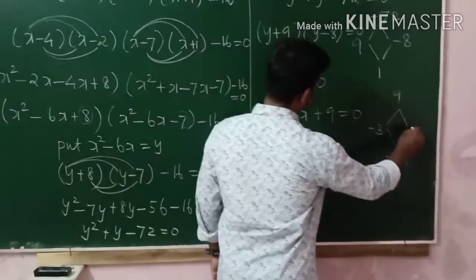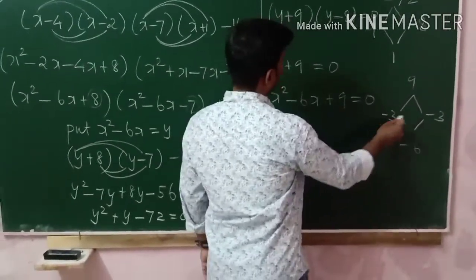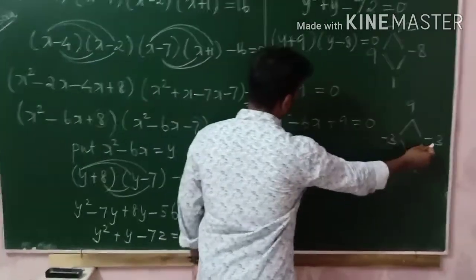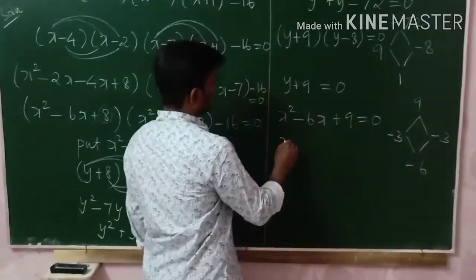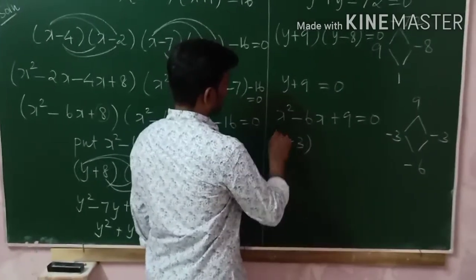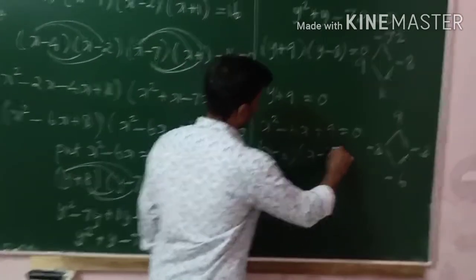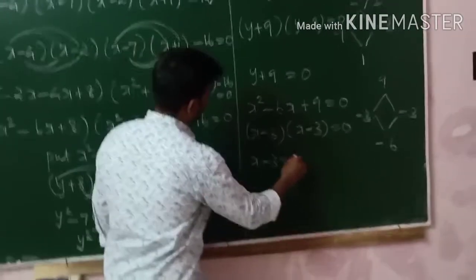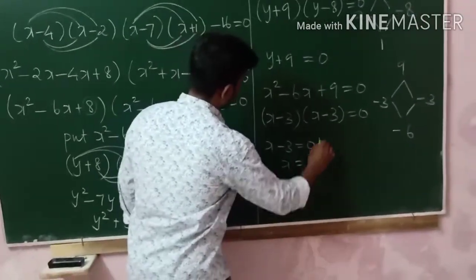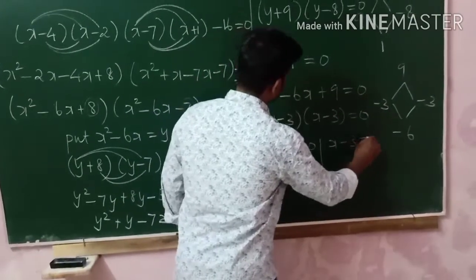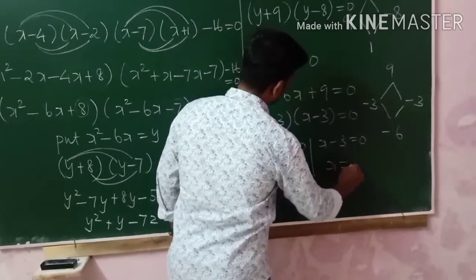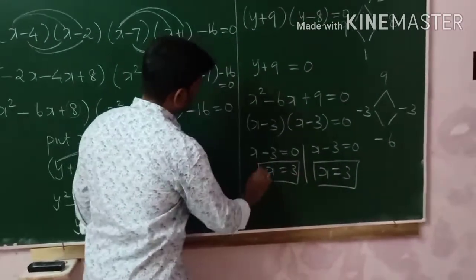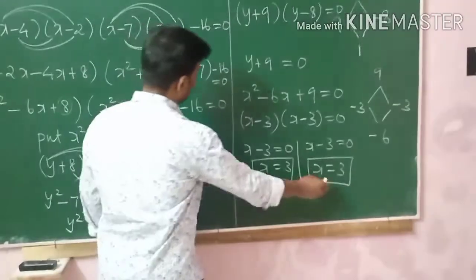I'll take minus 3 into minus 3. Minus into minus plus, 3 3s are 9. Minus 3 plus minus 3 is minus 6. So the factors are (x minus 3)(x minus 3) equal to 0. So x minus 3 equal to 0, x is equal to 3; x minus 3 equal to 0, x is equal to 3. So we found the two roots. What are they? 3 and 3.